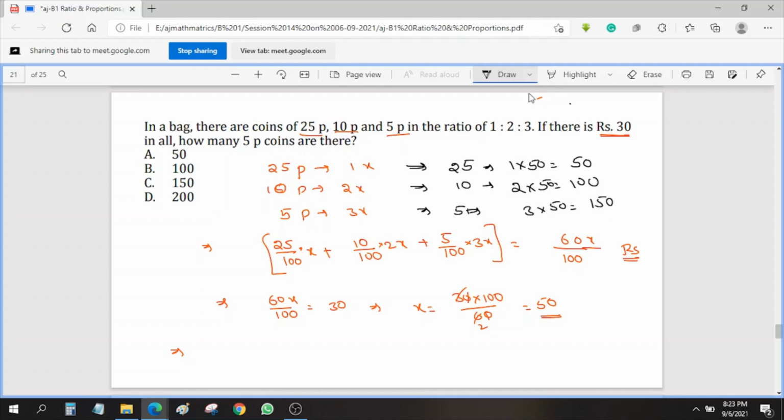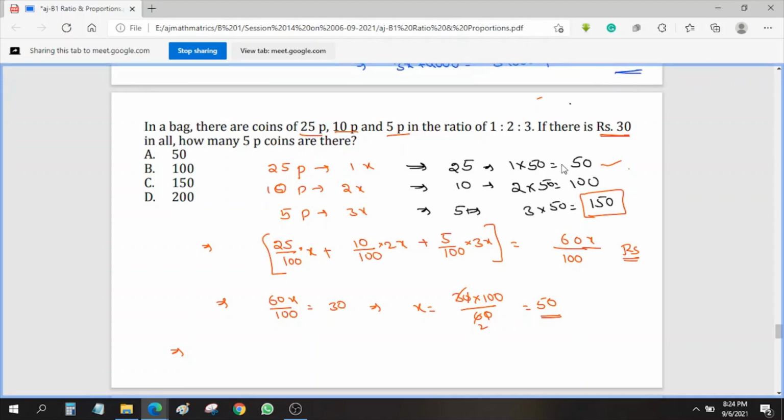So 10 paise coins are 100, 5 paise coins are 150, and 25 paise coins are 50. The question can be anything in the examination. It can be about 5 paise coins or 10 paise coins. So the answer for the question is 150. I hope I am clear with this.